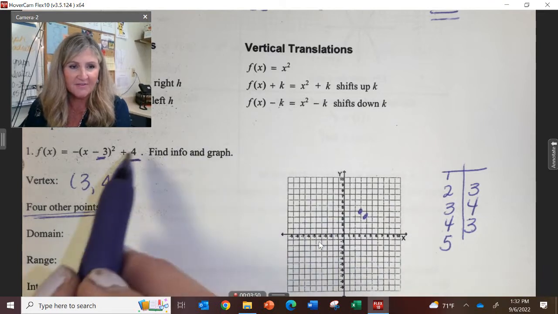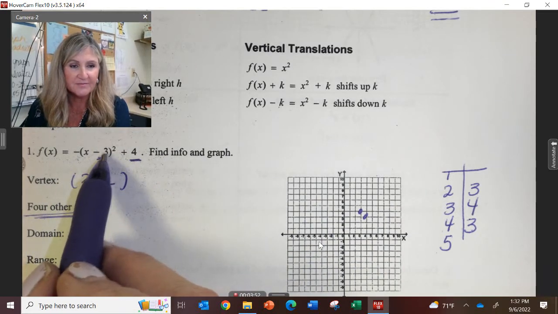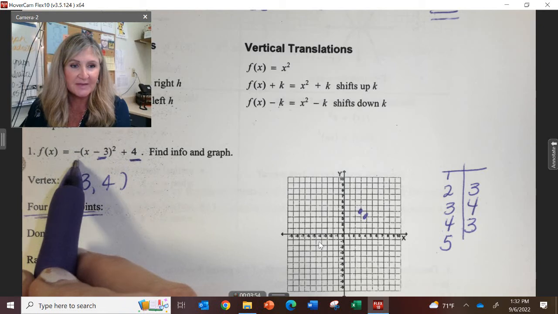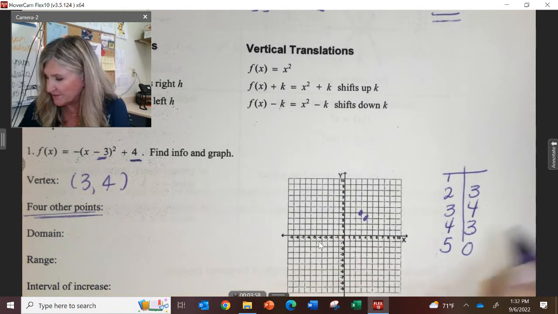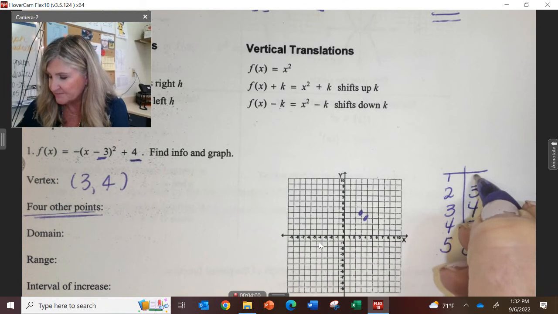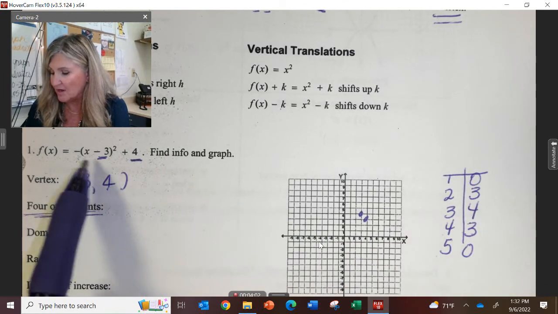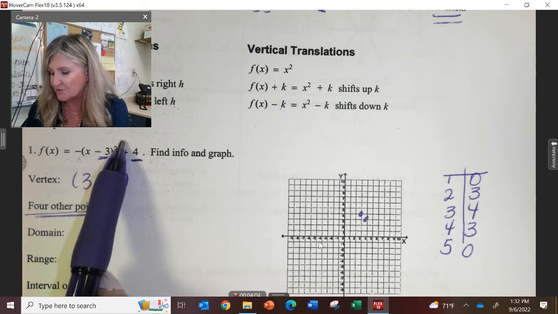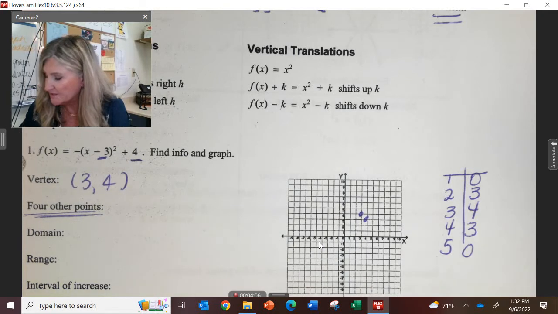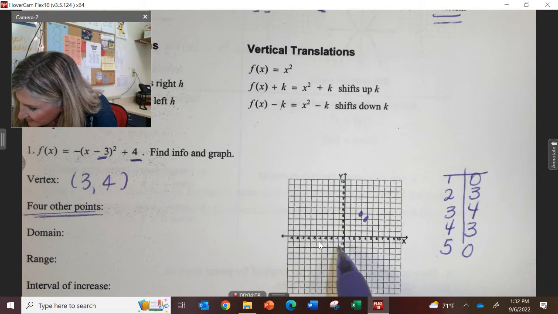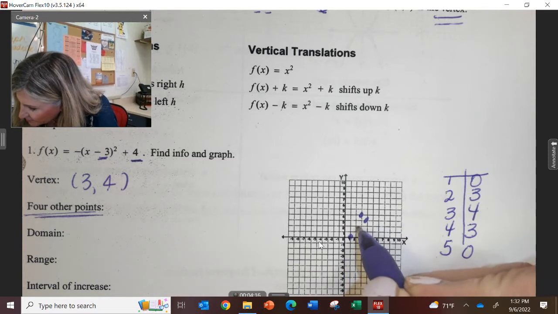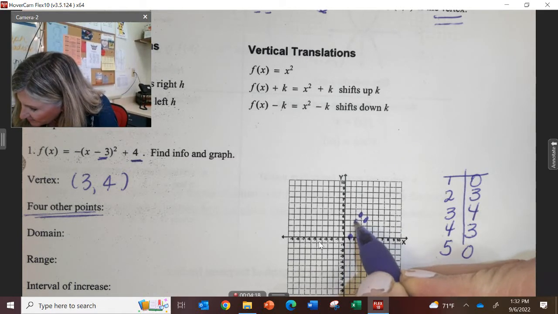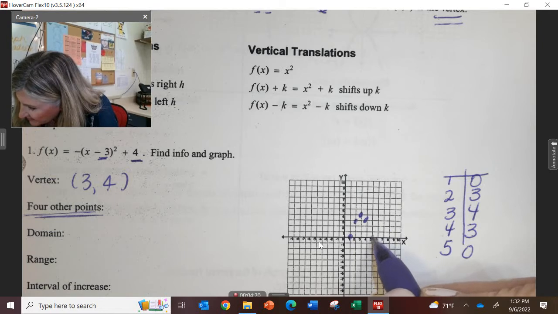Plug in 5. 5 minus 3. Square it. Times a negative. Plus 4. Good. What do you think this point's going to be? 0. You can do it if you want. 1 minus 3 is -2. -2 squared is 4. -4 plus 4, 0. Plot the points. So now we've got our points of 1, 0, and 2, 3, and 5, 0.